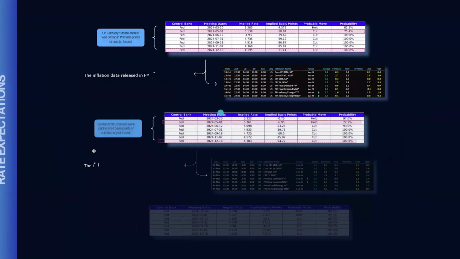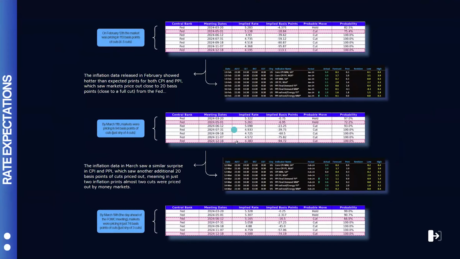Now, heading into the March policy decision, there were some very interesting developments taking place in interest rates as a result of a few hot CPI prints that we had. Notice that in February, markets were pricing in 113 basis points of cuts for the Fed, which was just shy of 5 cuts, right? 4.5 cuts priced by the end of the year. But then something happened. Inflation data surprised massively to the upside, both CPI and PPI, which saw markets trim back those cut expectations by quite a bit.